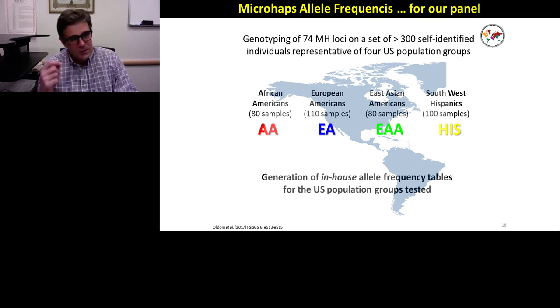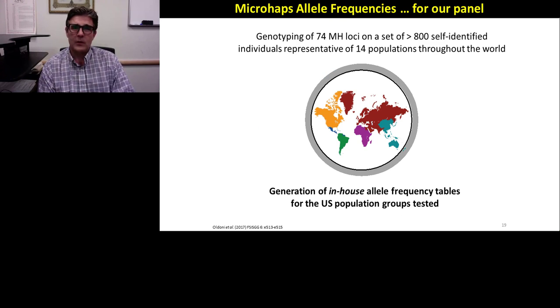In terms of allele frequencies, we've sequenced several samples for the purpose of generating allele frequencies for the major U.S. populations, so African American, European Americans, East Asian Americans, Southwest Hispanics, and we've typed also over 800 samples, 14 different populations throughout the world. So we have the allele frequencies that can be used already on the 74 haplotypes that we've analyzed.